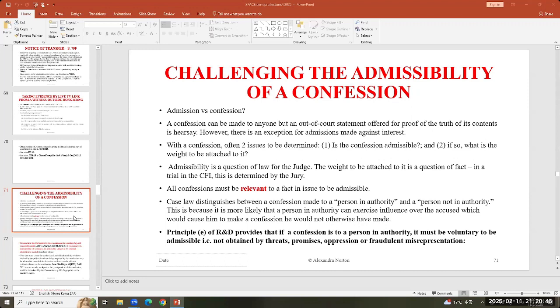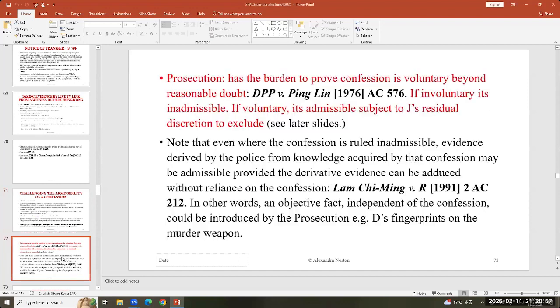So fundamental principle E, if it's to a person in authority, the confession has to be voluntary, not obtained by threats, promises, oppression, or fraudulent misrepresentation. Remember, if you're answering a question about confessions in the exam, set out the law, the test, burden of proof on the prosecution to prove the voluntariness of the confession beyond reasonable doubt. If it's involuntary, it's inadmissible. But even if it's admissible, the judge still has a residual discretion to exclude it if various different scenarios arise.